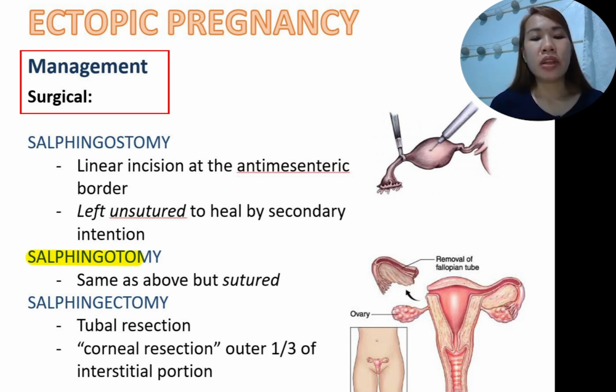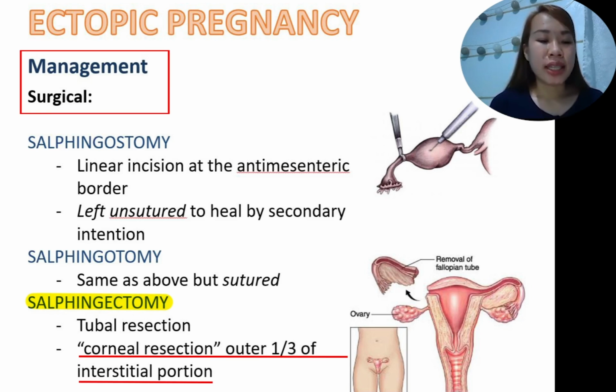Next is salpingotomy. It is same as above. We're going to create a linear incision at the antimesenteric border, but after which we are going to suture it. So that is salpingotomy. And salpingectomy, remember, what did I tell you earlier? When you see the suffix ectomy, it means removal. So the fallopian tube will be resected. So the outer 1/3 of the interstitial portion, okay, will be removed. So this is what we call a salpingectomy.